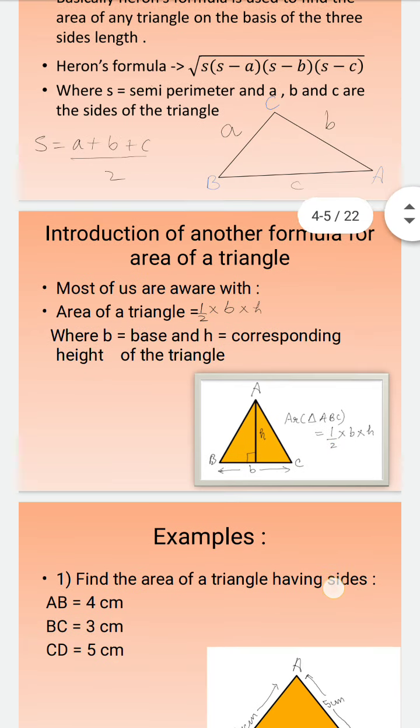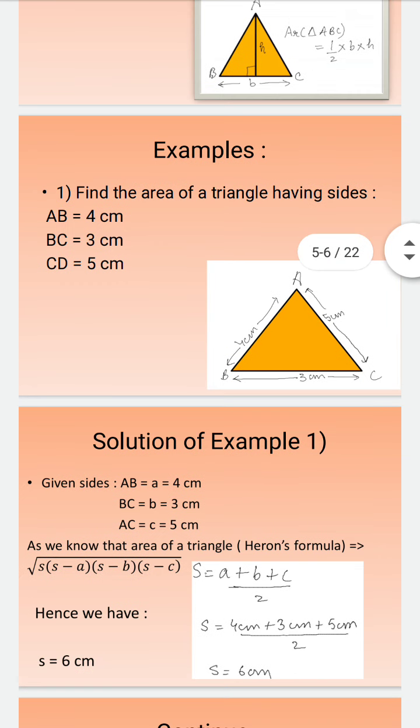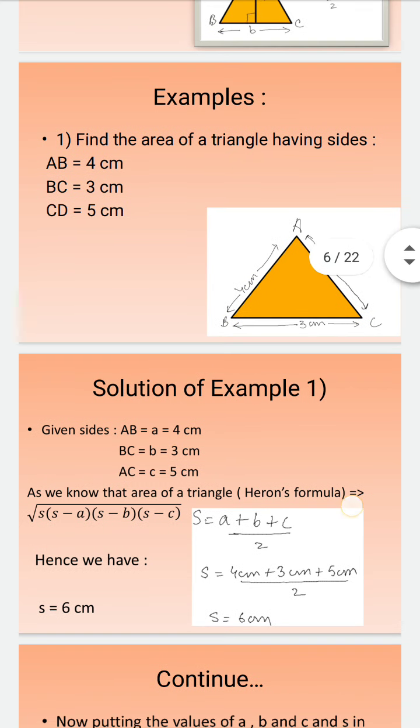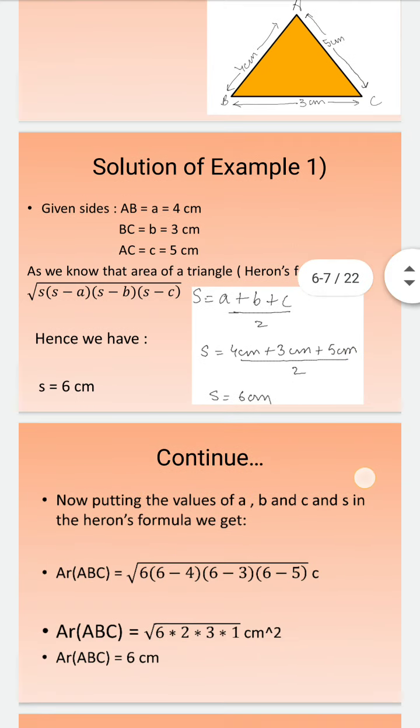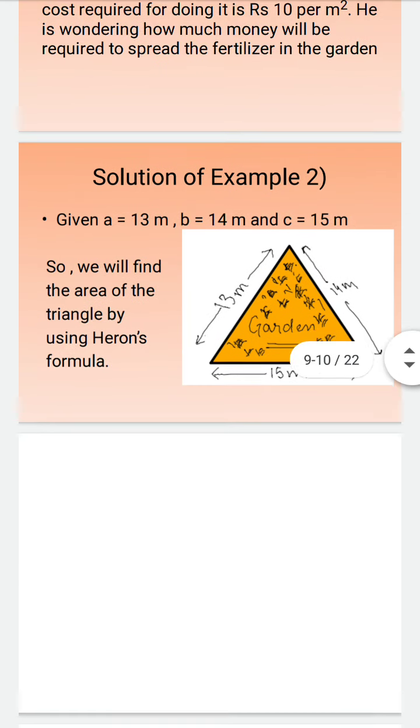Now apply Heron formula in this example. We are able to find the area of the triangle. First we calculate the perimeter, then we calculate the semi-perimeter, then we simply put the values of A, B and C in Heron formula.